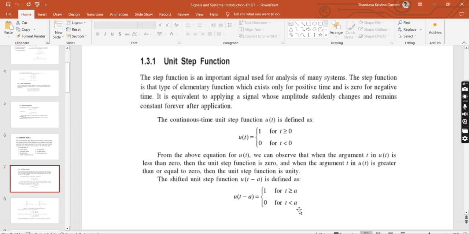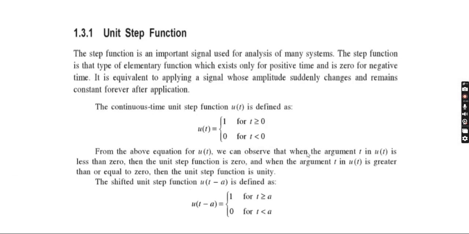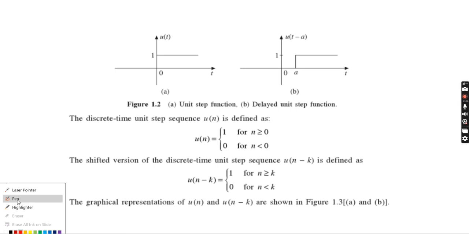Suppose this is the unit step signal. For positive values, the amplitude is constant, it is 1. For negative values it is 0.